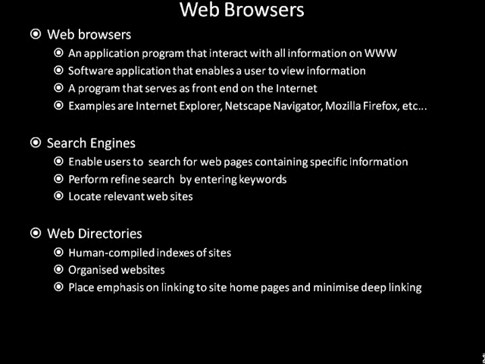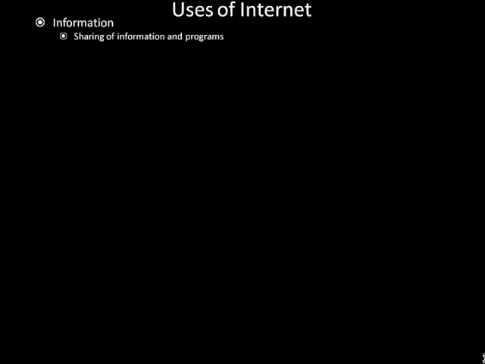Uses of the Internet are described as follows. Information. The Internet was created initially to share information and programs, and it is still very much used today as a source of information. People can use the Internet to search for almost any kind of information. Someone interested in gardening can visit millions of websites related to gardening on the Internet.